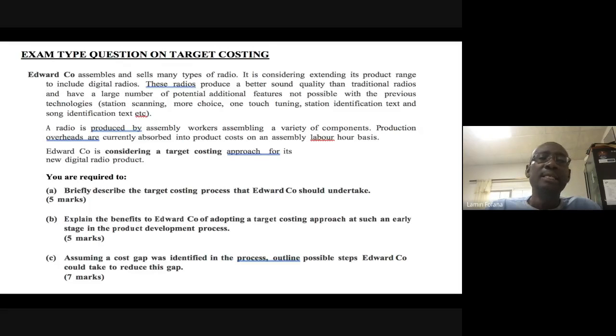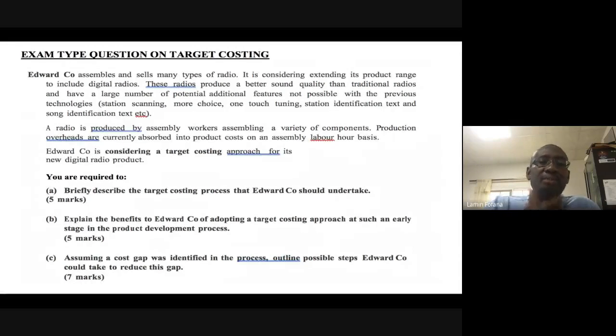where the profit margin will be stipulated. Okay? Then the third stage will be to calculate the target cost, which will be the difference between the selling price and the target profit. Then the fourth stage will be to find the cost gap and so on and so on. So we mention all that and try to relate it to the case as much as possible.